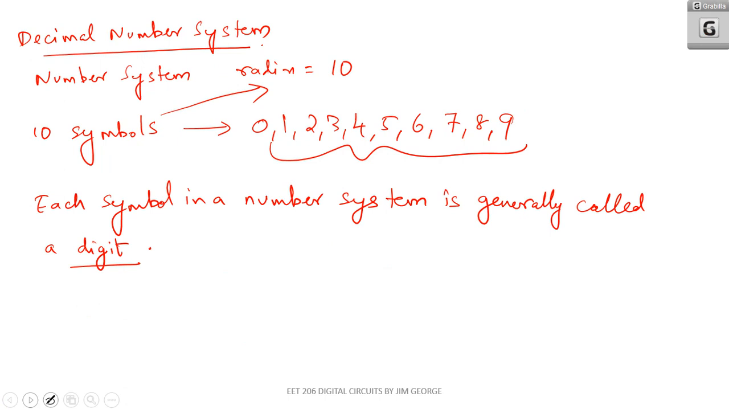So to summarize about decimal number system, in decimal number system we have a number of digits or number of symbols, that is, radix is equal to 10. The 10 symbols are 0, 1, 2, 3, 4, 5, 6, 7, 8 and 9, and each symbol in a number system is generally called a digit.